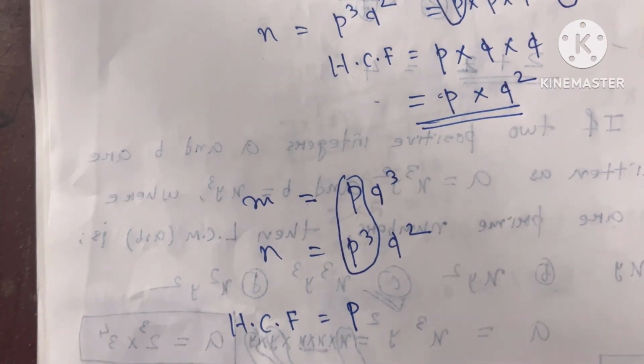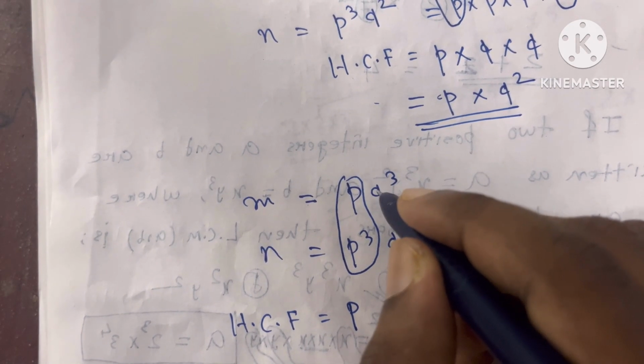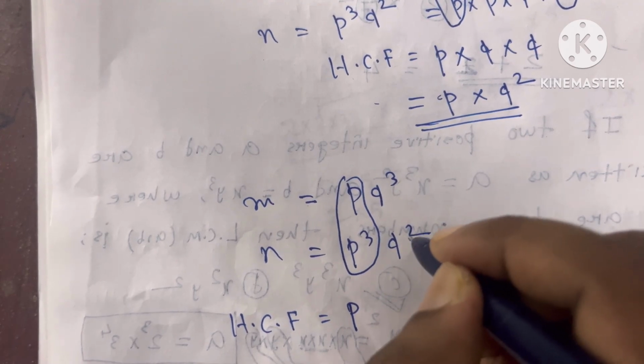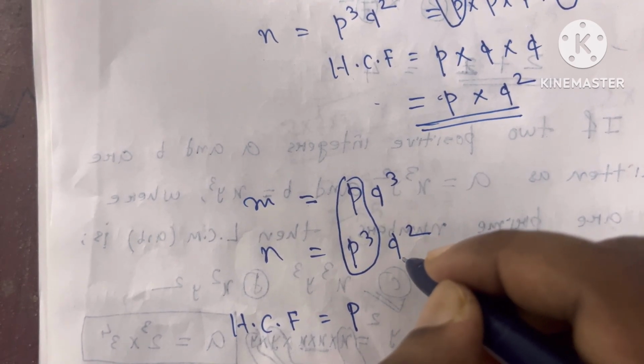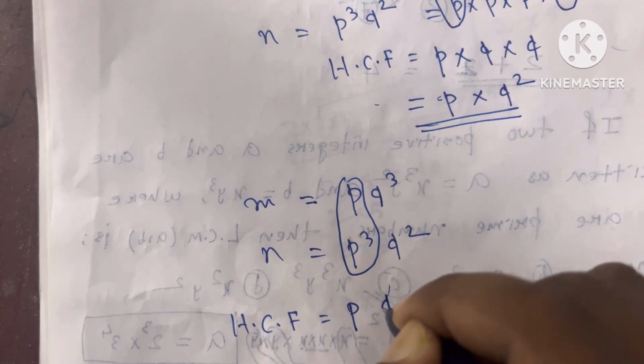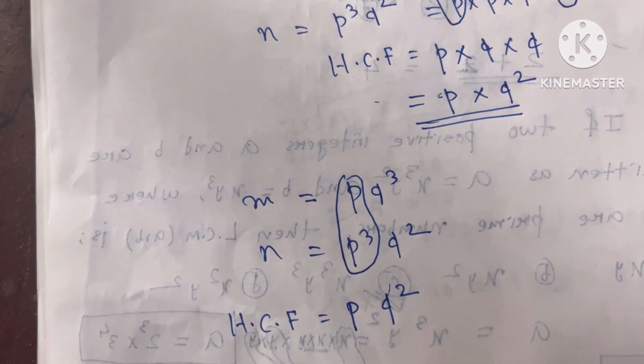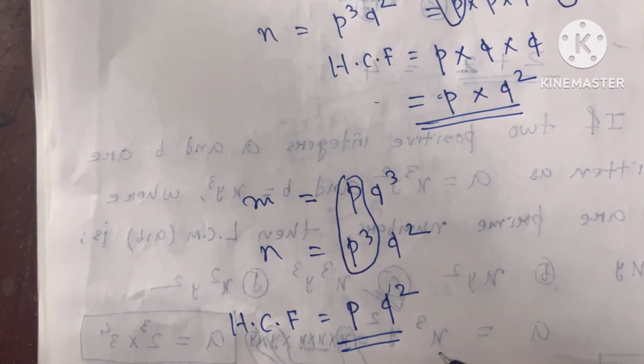We need common only. Yes or no? Same way, if you see the exponent of q here, q power 3 and q power 2, so the lowest exponent, which q has the lowest exponent, the second term q. So that's why we take q power 2. So that's why the answer will be p into q power 2.